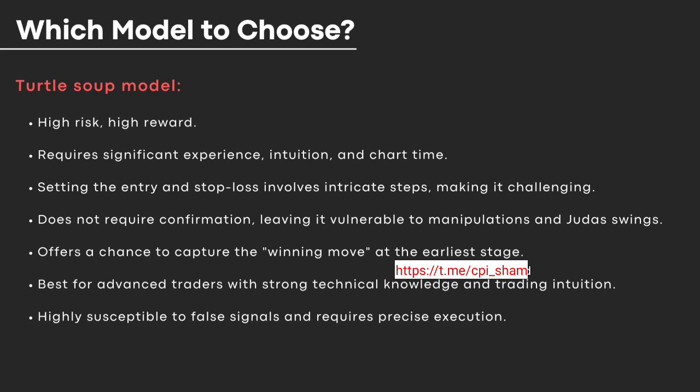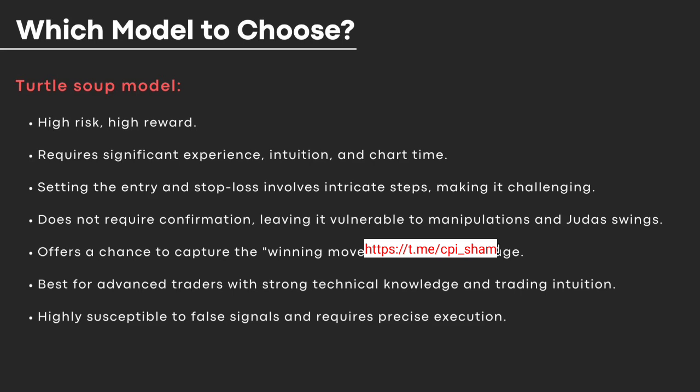The third point is that it has intricate entries and stop loss placements. One of the hardest parts of the turtle soup model is setting your entry and stop loss, because unlike other entry models, this model requires precise execution and there's very little room for error. The reason it's so challenging is because if your stop loss is too tight, then normal market volatility could take you out prematurely. But if it's too wide, then you are risking making your risk to reward ratio vague and not worth it.